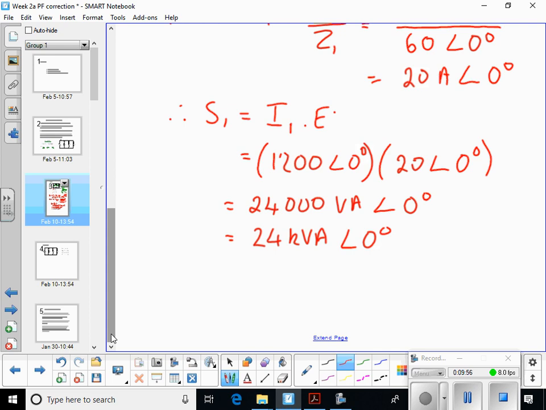All right. And actually, S for that load is actually all P, isn't it? Because that's 0 degrees. So if we were to draw a phasor for this, it would be on the line there, 24 kVA, with the angle being 0, and therefore it's actually P. It's also P in watts. There is no Q.